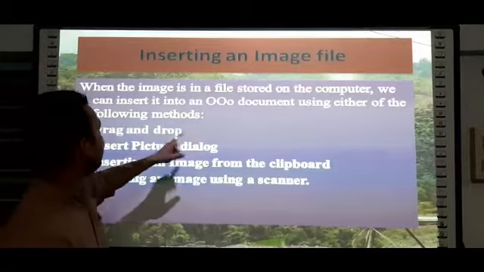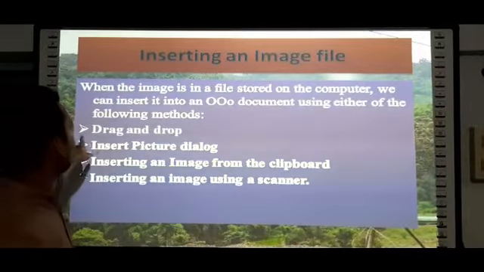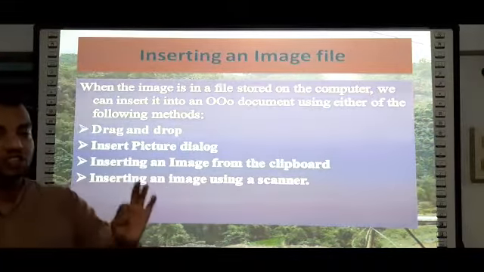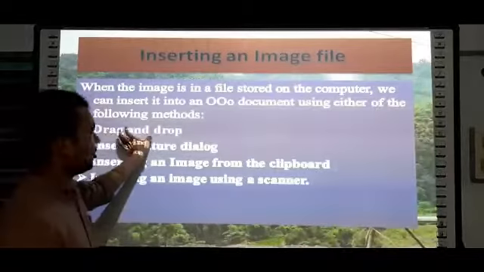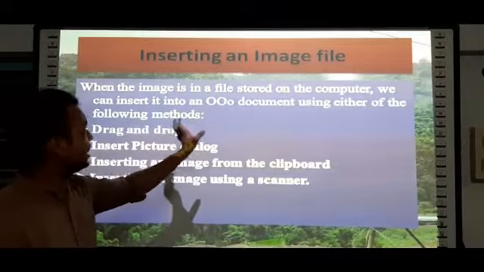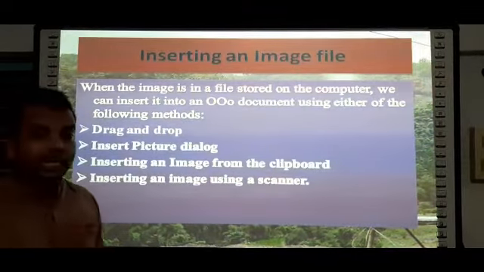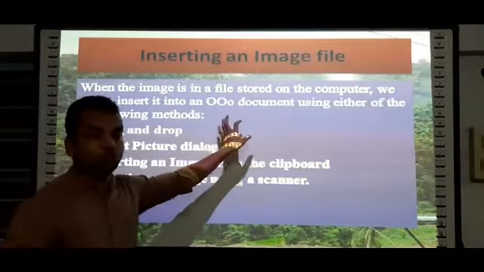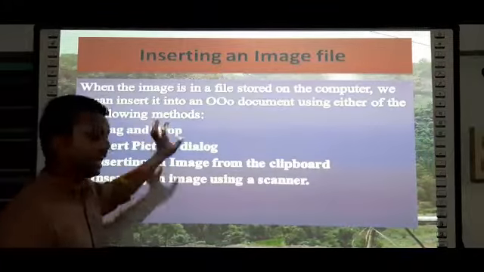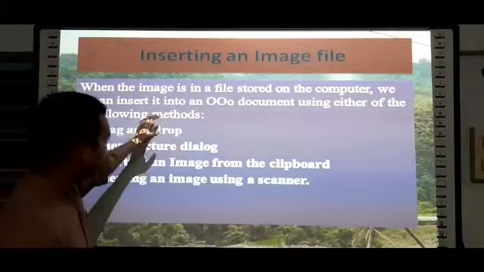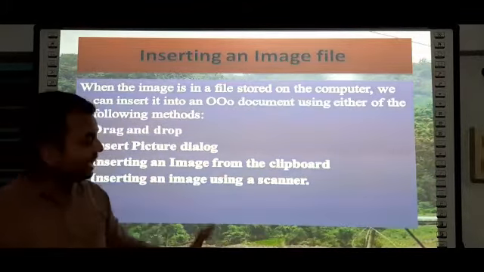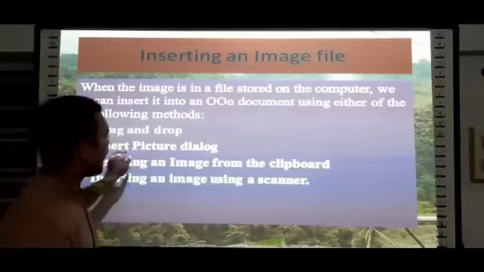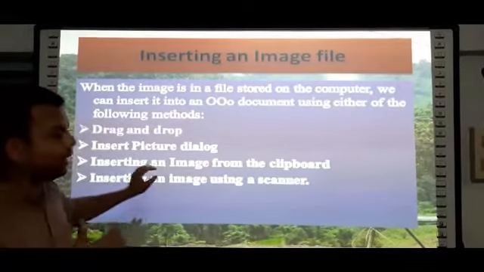See, there are mainly 4 methods. First one is drag and drop. By using one feature that is known as drag and drop, we can insert an image which is stored in a file into our OpenOffice.org document. We will discuss each and every one in detail in the latter half. Let us first guide you through what are the different ways by which we can insert.